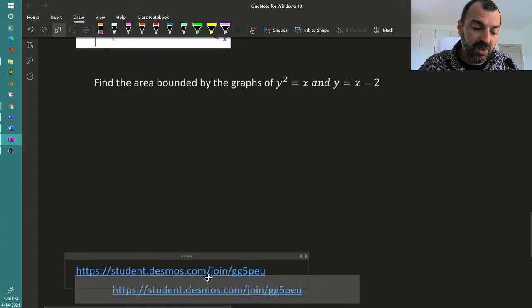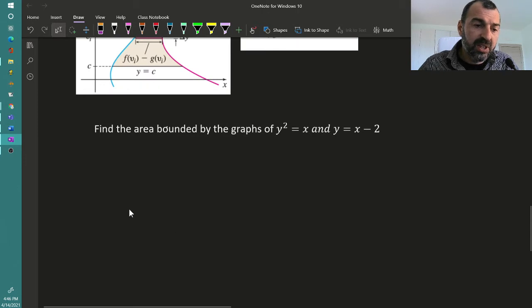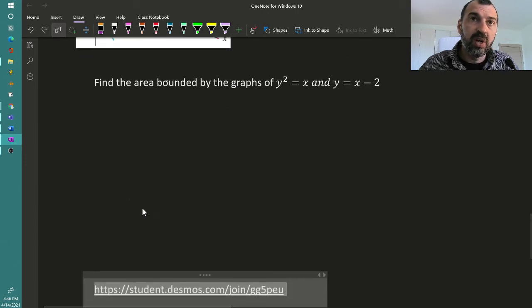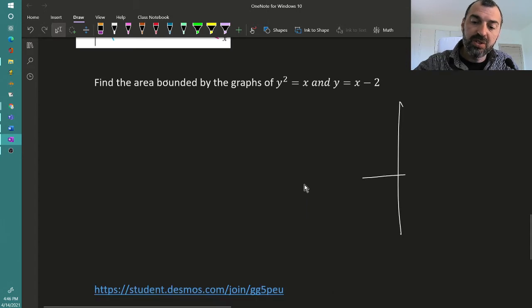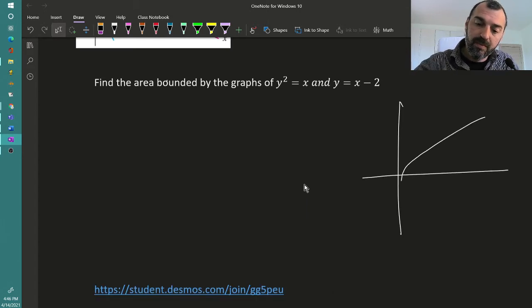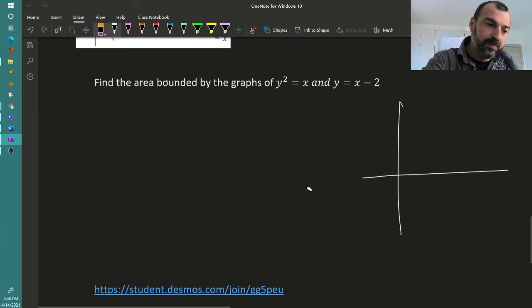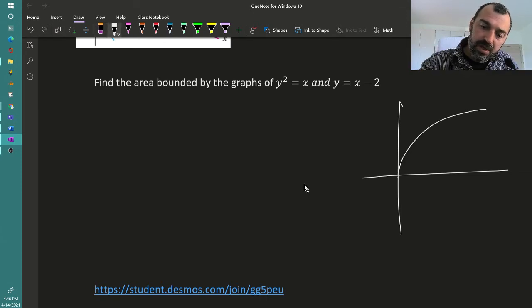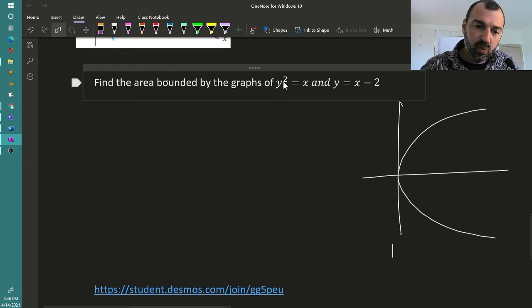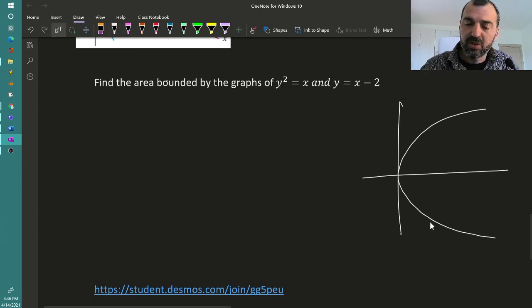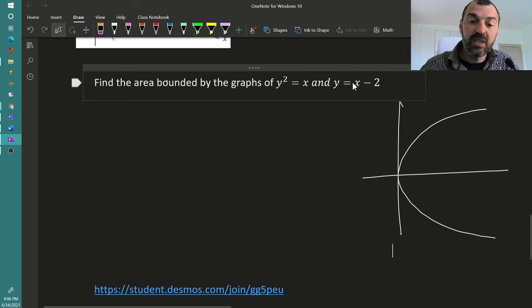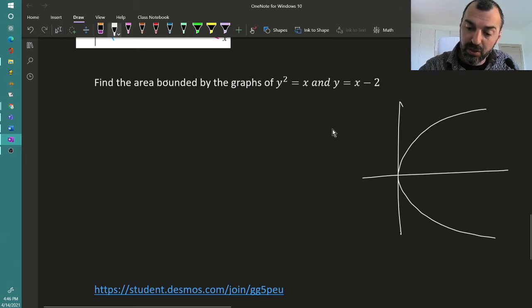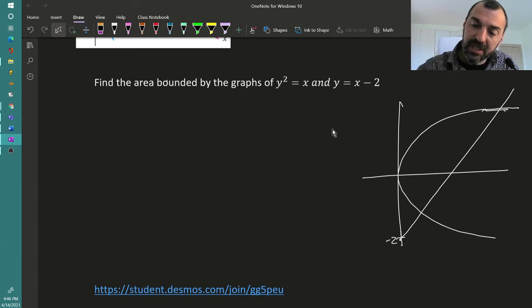It doesn't actually tell you this to begin with, but let's graph these two functions right away, real fast. You're going to notice that here's my y squared equals x. This is basically the square root of x function. And then here's y equals x minus 2. X minus 2 has a y-intercept of negative 2, and it's going to go a little bit further, something like this.